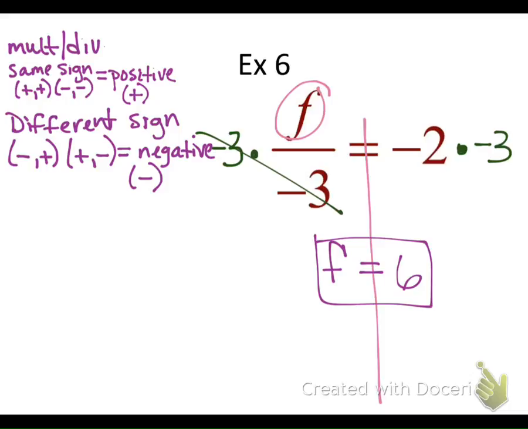So if we're saying f equals 6, if I take 6 and plug it in for f, and I take 6 divided by -3, I would in fact get -2. So I know that my answer would be right. Okay? I'll give you guys just a little bit longer to write this part down, and then we'll move on to the next example problem.